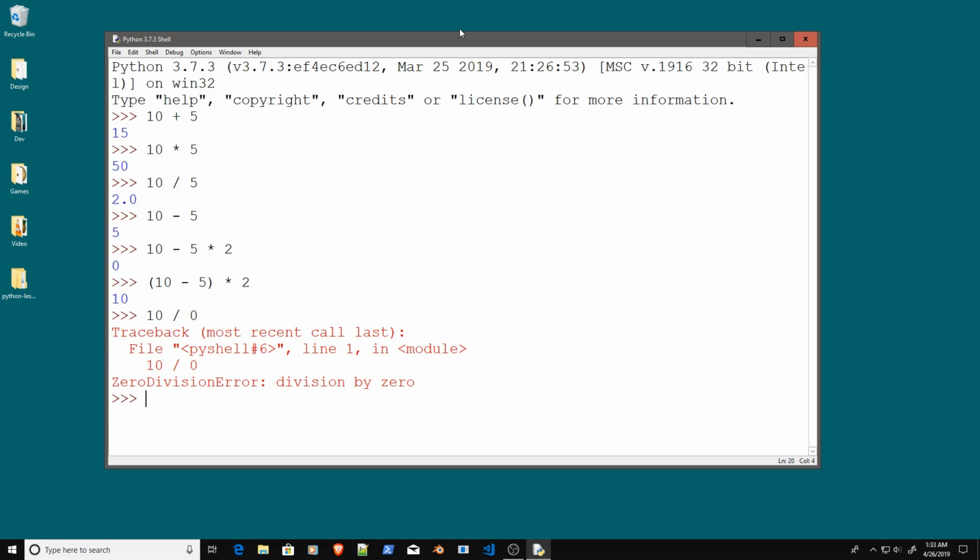This can say in line 1, we're entering things one line at a time, so that's valid. Then it gives us the actual code right there, 10 divided by 0, and giving us a zero division error.